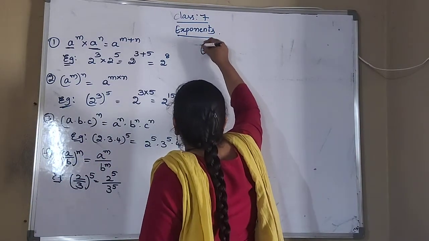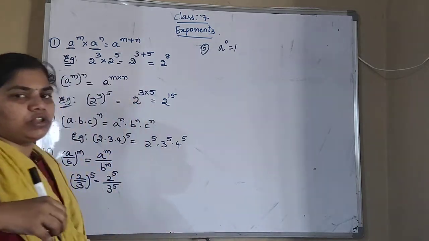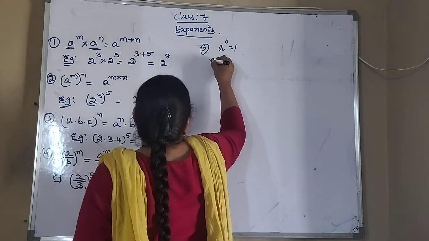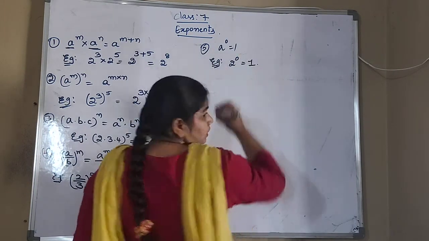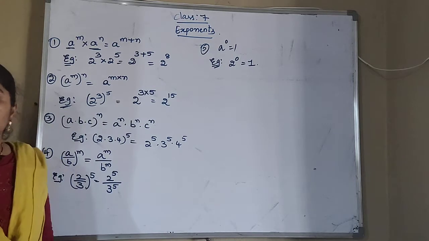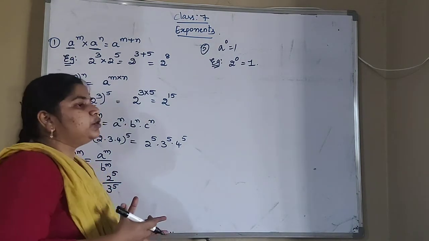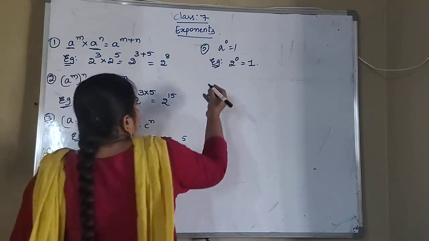Next, the fifth one is a power 0 equals 1. So any number to the power of 0 will be equal to 1. You can take any example, that is 2 power 0 will always be 1. Not only 2 power 0, it can be 3 power 0 or 4 power 0. Any number to the power of 0 will always equal 1.